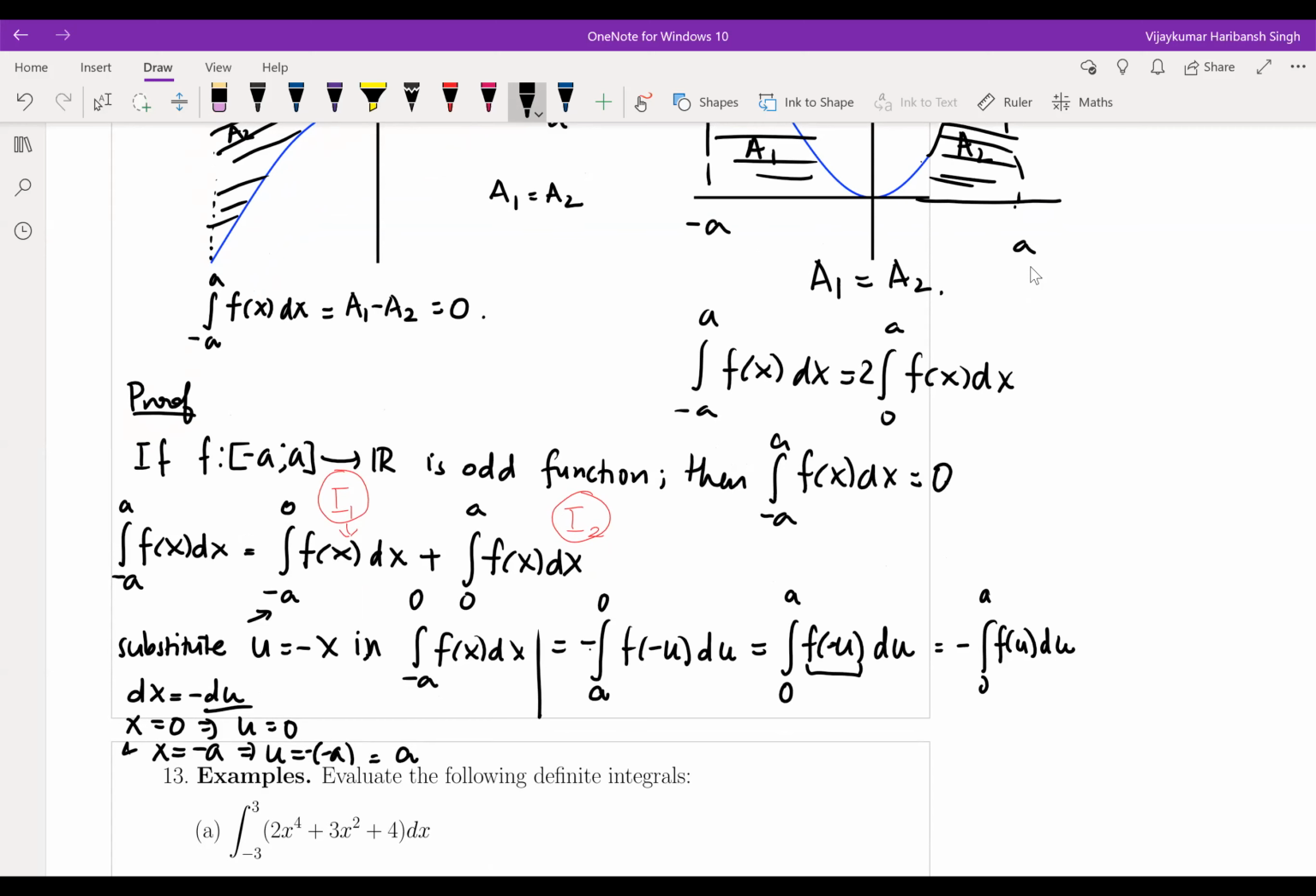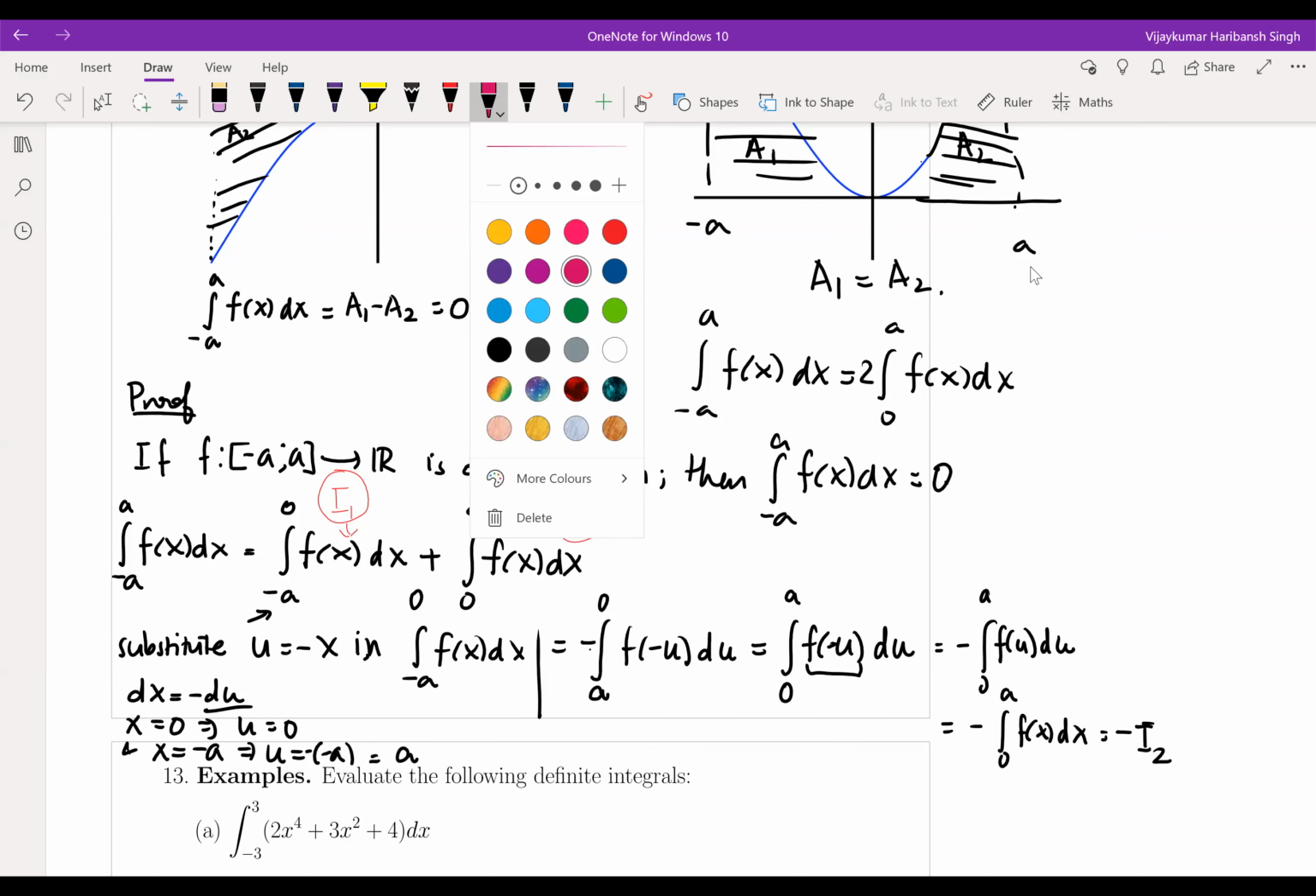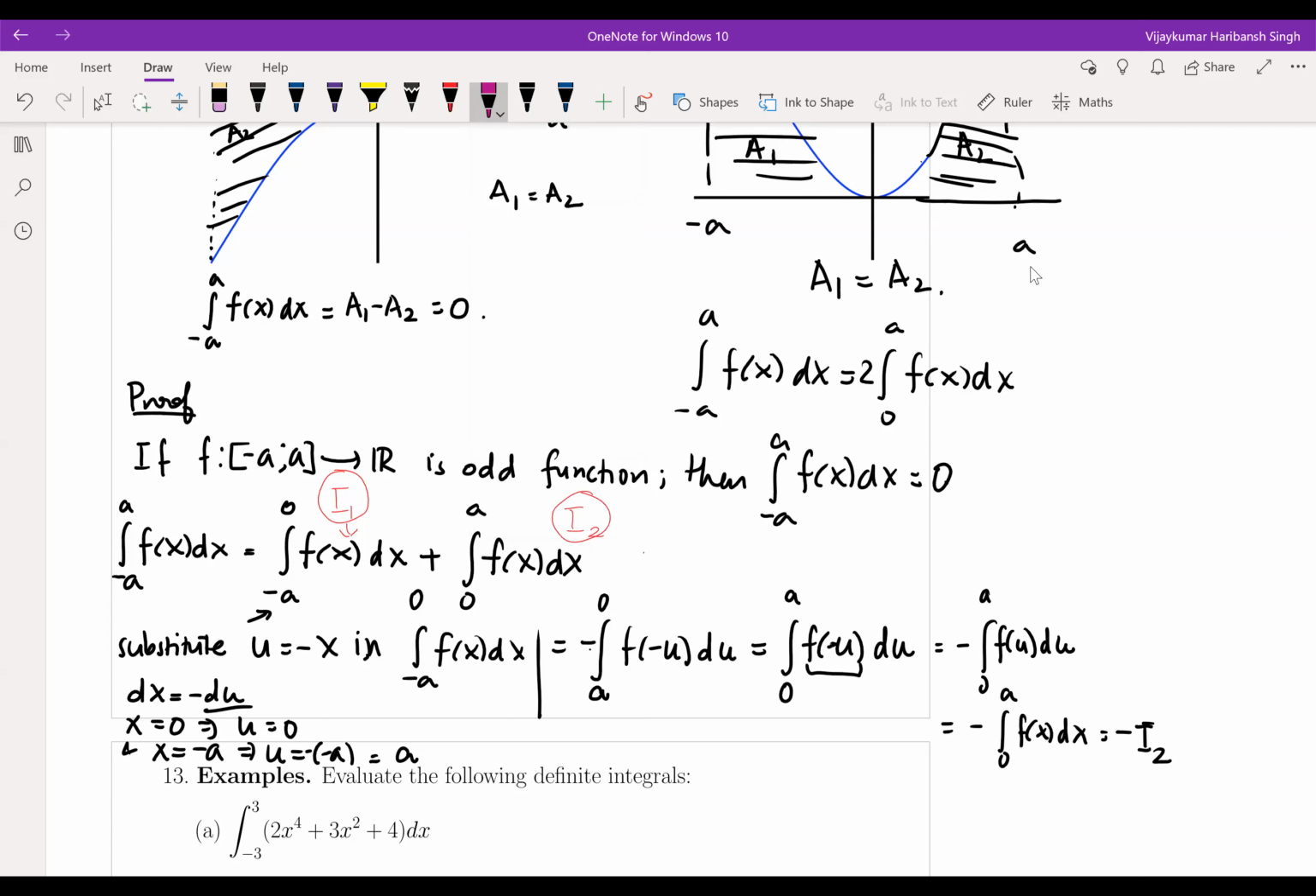Now note that u is a variable, so I can change it: instead of u I can write x, so f of x. So this is the same as minus I2. So therefore this integral is going to be minus I2 plus I2, which is going to be 0. So this is a proof of this substitution.